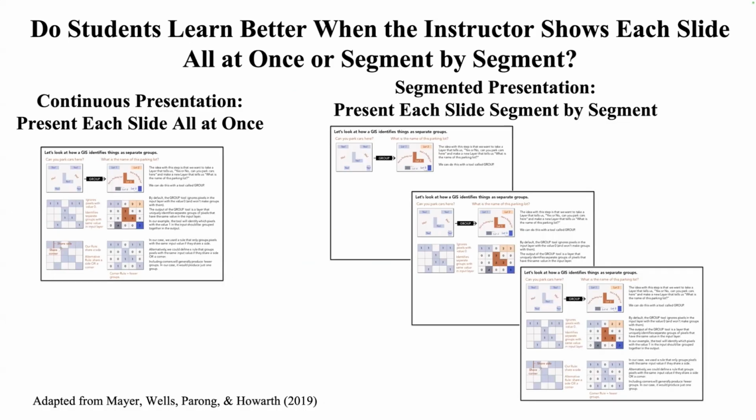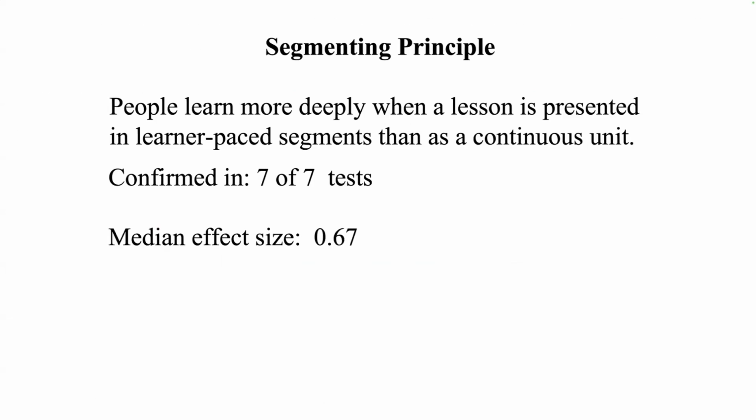Another way of doing this is when we have PowerPoint slides, instead of presenting them all at once, to present them part by part, progressively. In 7 out of 7 tests with a median effect size of 0.67, people learn better when we have learner-paced segments.